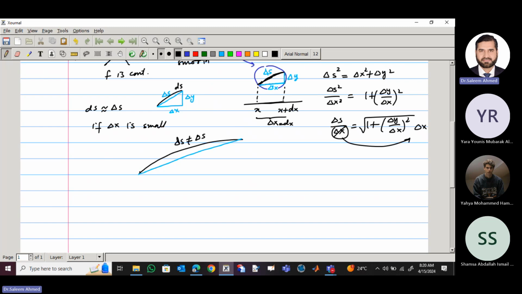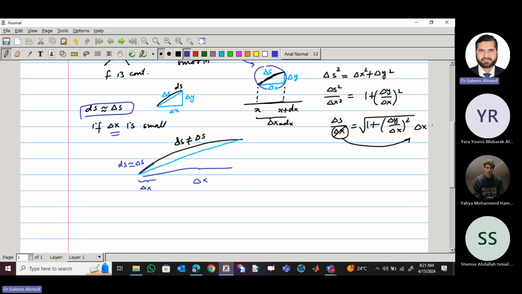But you see, when we have a small interval, let's say from here to here only, and if I draw a straight line between these two points, you see. Here my delta x is big. If the delta x is small, like this one, then there is not much difference between ds and delta s. So if delta x is small, then they can be approximated.